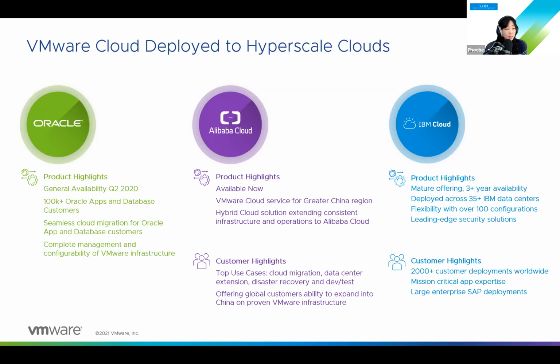Organizations have more control over the infrastructure itself, which is different from the other clouds. There's Alibaba Cloud as well, and it's available in the Greater China region. And there are different use cases for that, where mostly it gives global customers an ability to expand into that specific region with VMware infrastructure, which makes it easier for them, right?